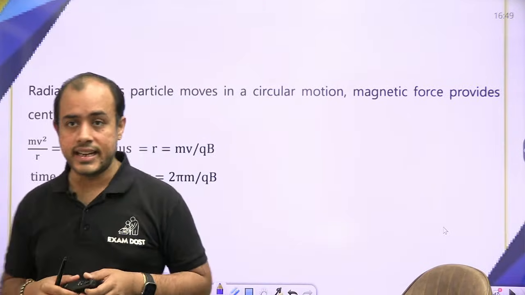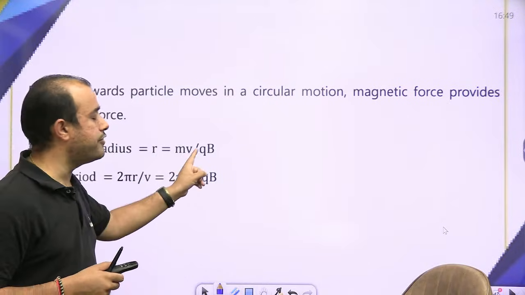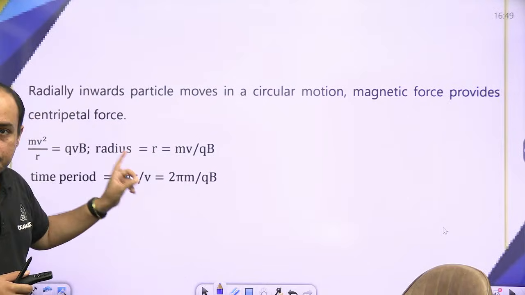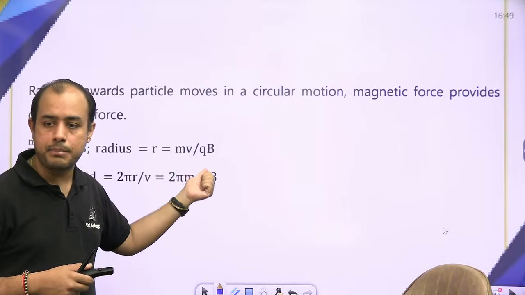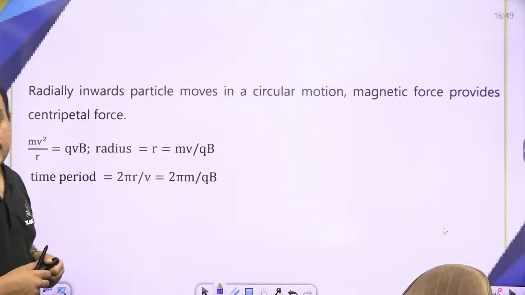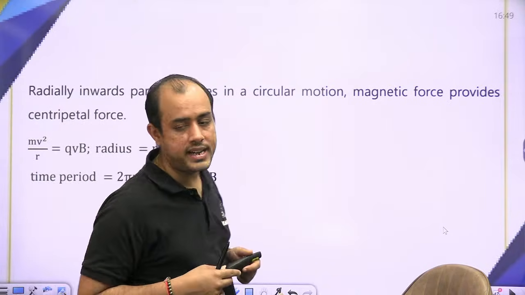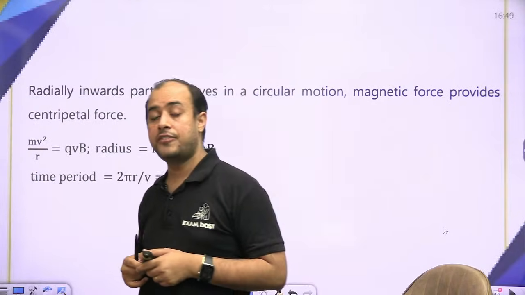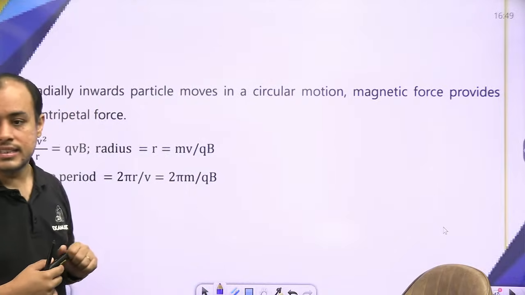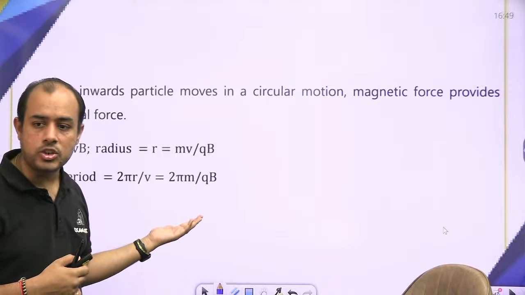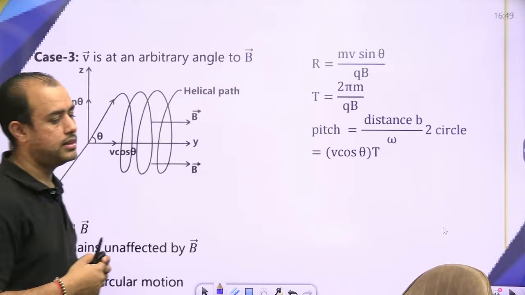So what is the radius of the circular path? mv by qB. m is the mass of the charge, v is the velocity, q is the charge, B is the magnetic field. Time period becomes 2 pi m by qB. So now if you see, the time period is independent of velocity. Time period independent of velocity होता है, ठीक है.